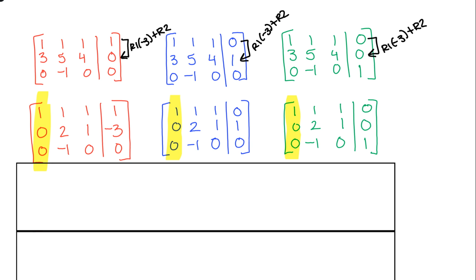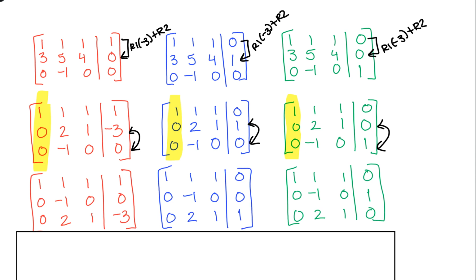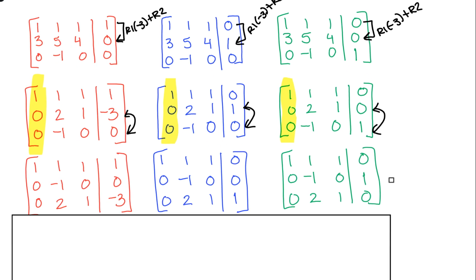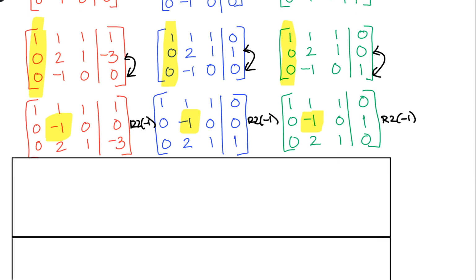The next thing I want to do is get my leading 1 in column 2. So it's a little practice and refresh of what we've already done. To do that, I'm just going to switch row 2 and row 3. So I go ahead and switch row 2 and row 3. Then I want to make this into a positive 1 here. Same thing on all of them. I'm going to multiply row 2 times negative 1. Again, the same thing in every single one of the matrices. So I do that and I continue on.